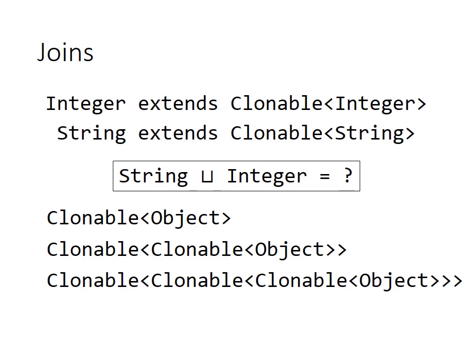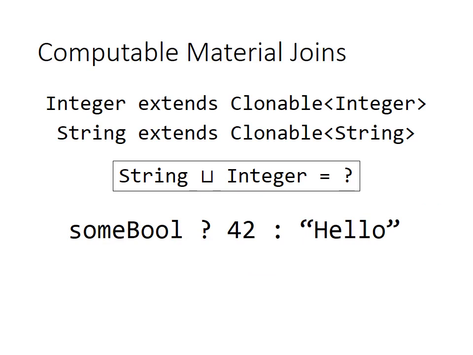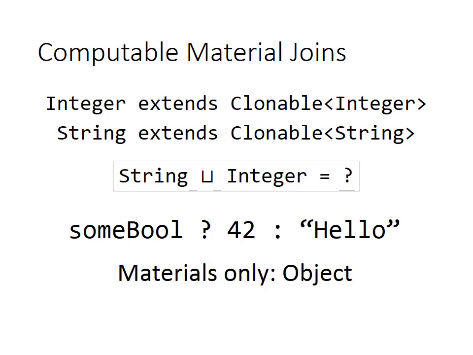However, we have already established that programmers don't really expect the types of their expressions to be shapes, so we don't really have to worry about those intermediate shape types. This means that we can concentrate on only materials for the shape types, and in our case of joining string and integer, i.e. the type of the expression where we either get a string or an integer back, the join would be Object, and that would make sense because string and integer don't really have that much in common. Now it turns out that if you do that, you always get computable joins.